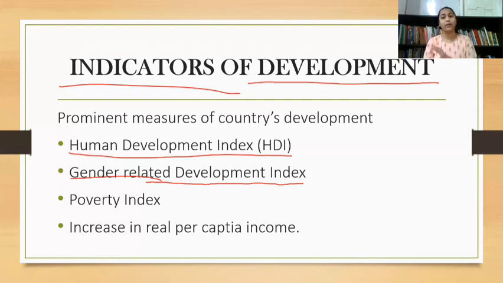And finally, we talk about increase in real per capita income. आपकी इनकम इस तरीके से इंक्रीज हो कि वो इन्फ्लेशन को ध्यान में रखे. ये नहीं कि आपकी अगर इनकम 5% से इंक्रीज हो रही है और इन्फ्लेशन भी 5% से इंक्रीज हो रहा है, सो इट इज न्यूट्रल, राइट?